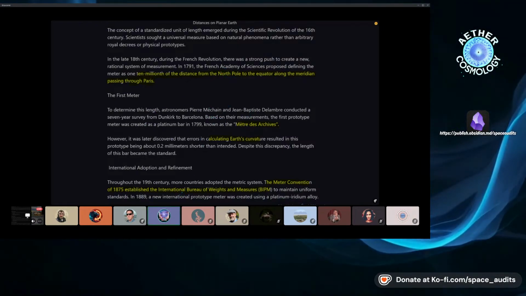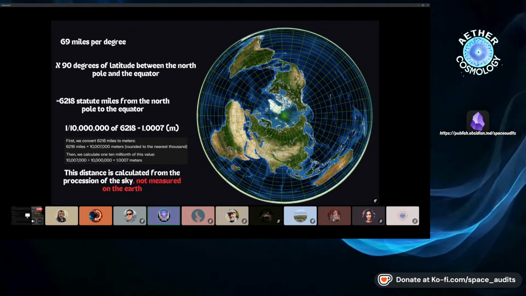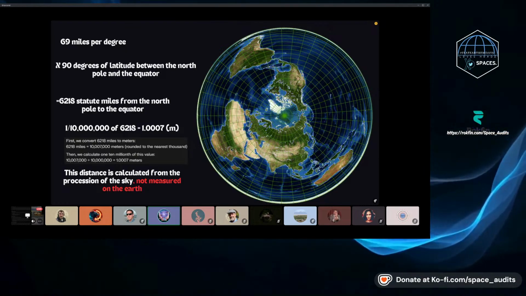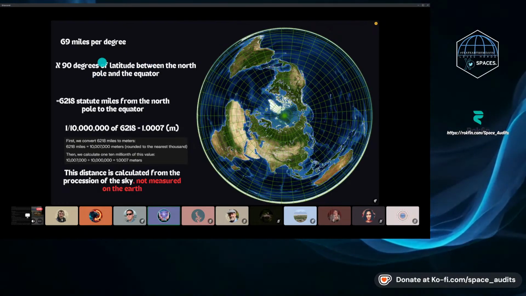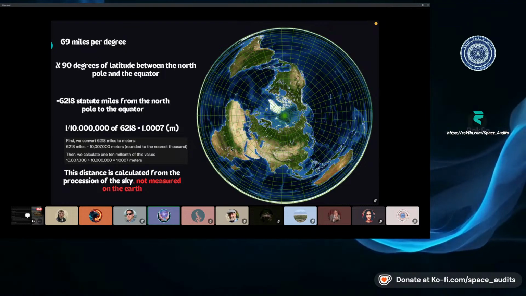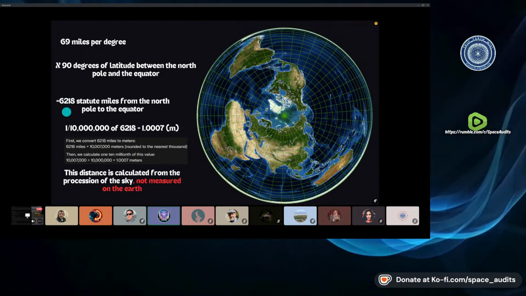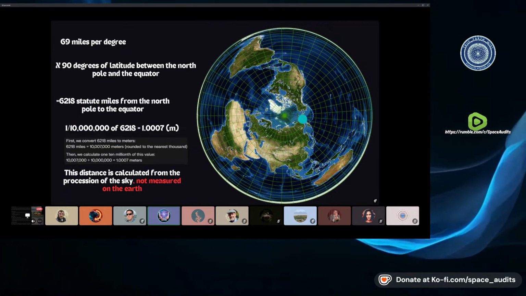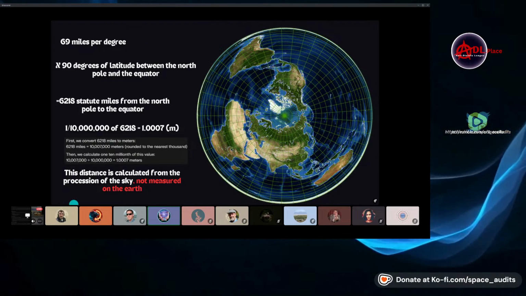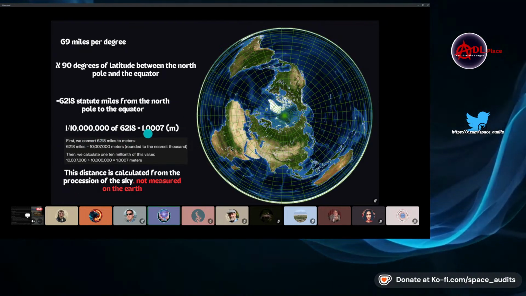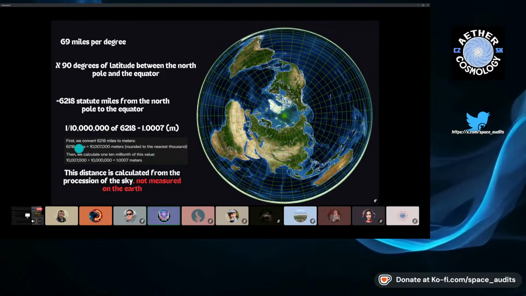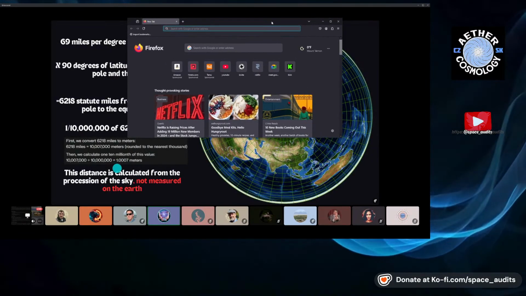So what that means then is if you take the known measurement of 69 miles per degree, which again, they're getting from the circumference, which they're getting from looking at the sun, and you say 90 degrees of latitude between the North Pole and the equator, right? So 90 times 69 miles per degree, 6,218 statute miles from the North Pole to the equator. And if you take 1/10,000,000th of that, as we just decreed before, then that equals 1.0007 meters. So of course, this is in miles, convert miles to meters, and then you get 1/10,000,000th of that. It comes out to be 1 meter.